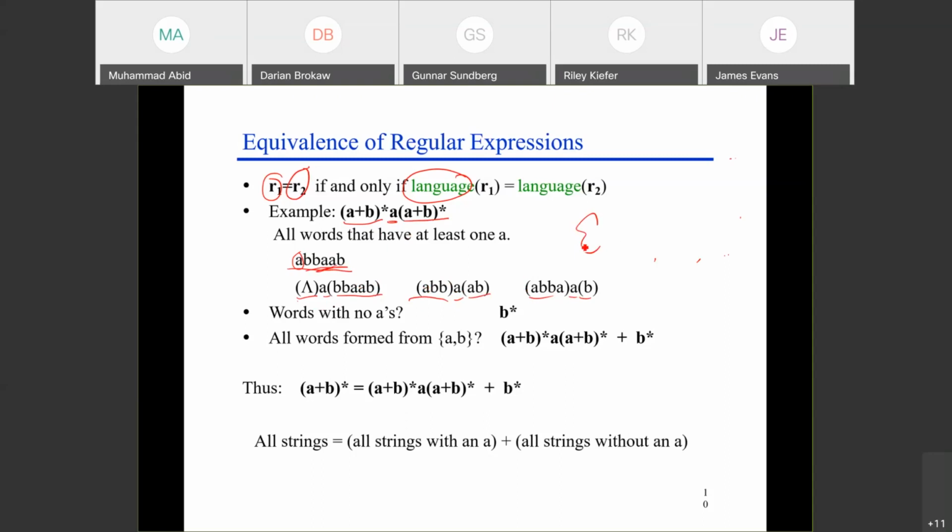Summation is equal to {A, B}, and I want to write a regular expression which does not have any A's, just B's. So it is B star. Because B star will guarantee that there is no A there, and it can have lambda also, and if it is not lambda, if it is just B, it can be any number of B's.